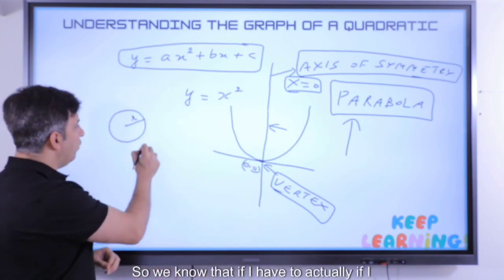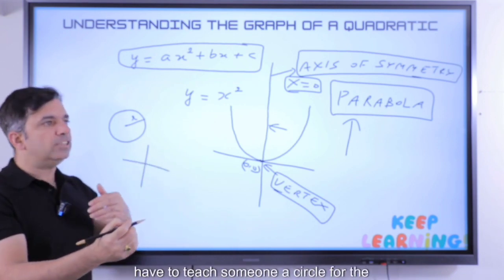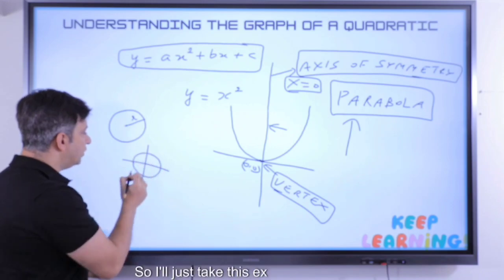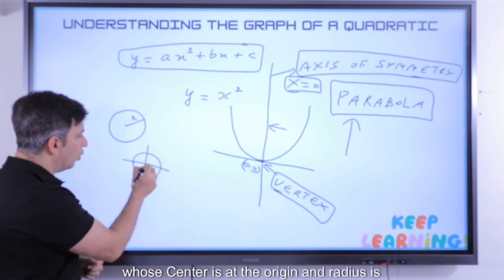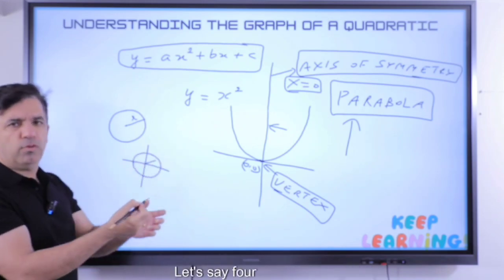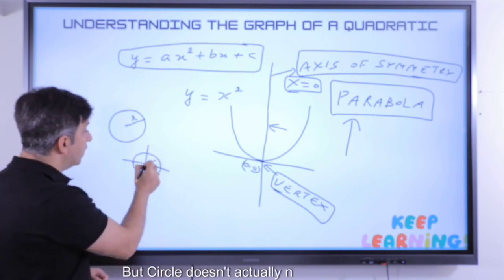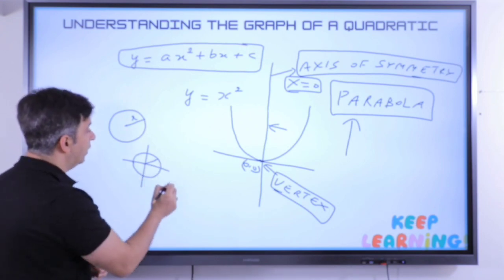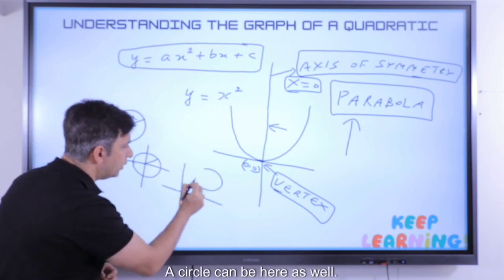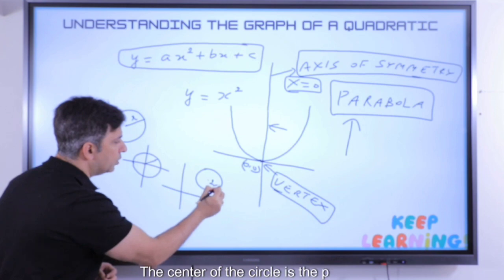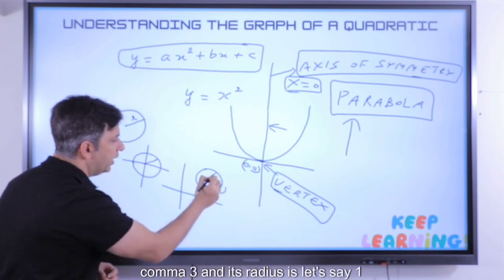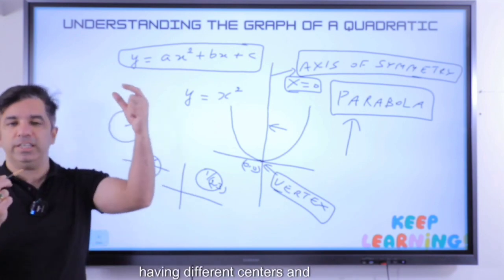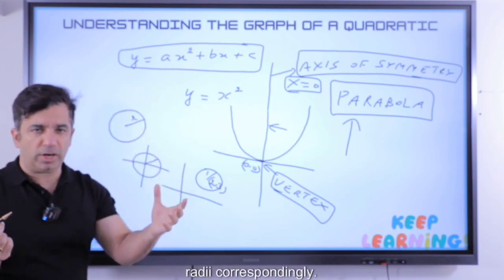And this would not always be true. If I have to teach someone a circle for the first time, I'll take the example of a circle whose center is at the origin and radius is whatever, let's say 4, 5, 1. But a circle doesn't necessarily have its center at the origin. A circle can be here as well. Let's say the center of the circle is the point 2, 3 and its radius is 1. Even this is a circle. So circles can have different centers and different radii.